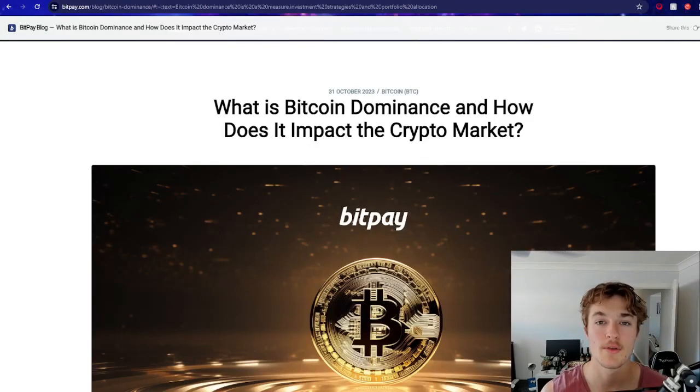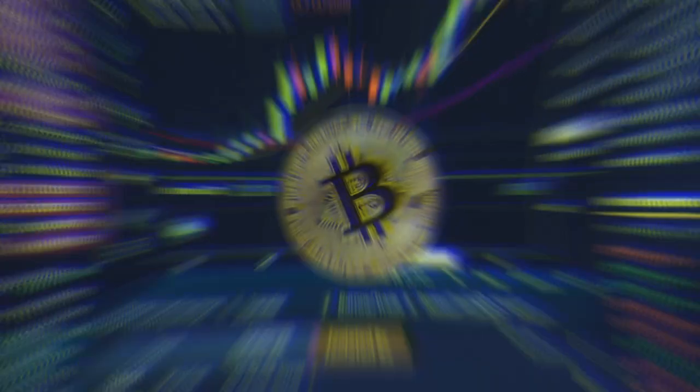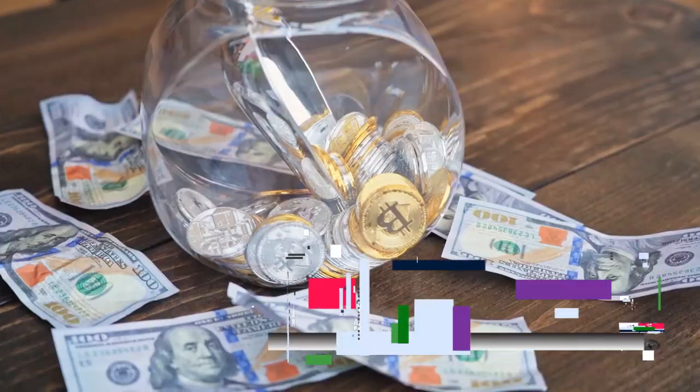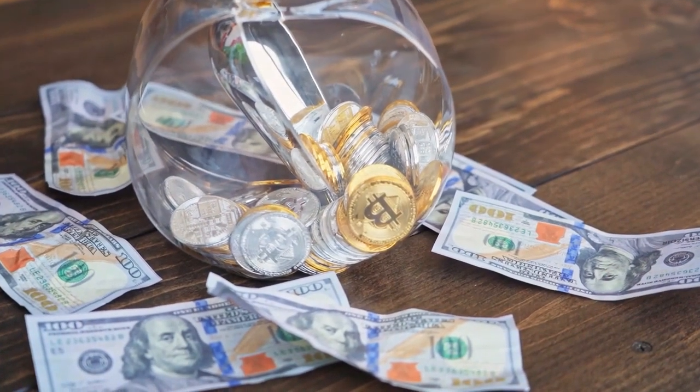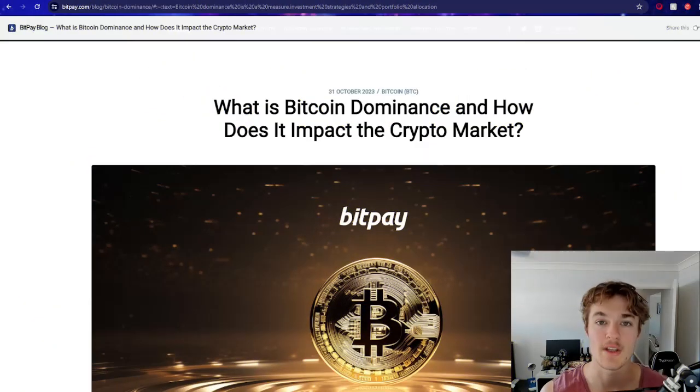Today we're going to be going through the Bitcoin dominance. We're going to be looking at what Bitcoin dominance is, how it works and how it's calculated, and then of course how we can use Bitcoin dominance and implement it into our trading strategy or our investing strategy to basically improve how we invest our money.